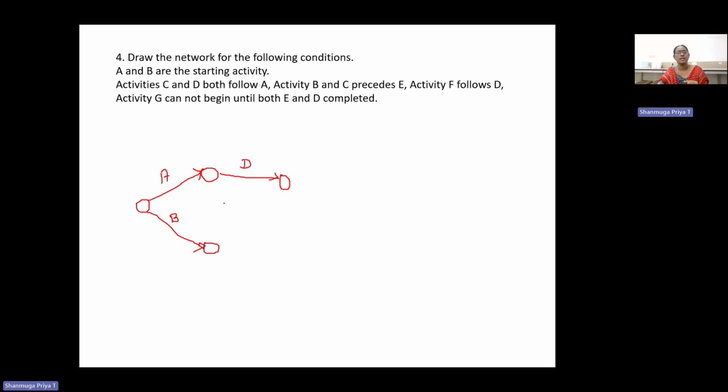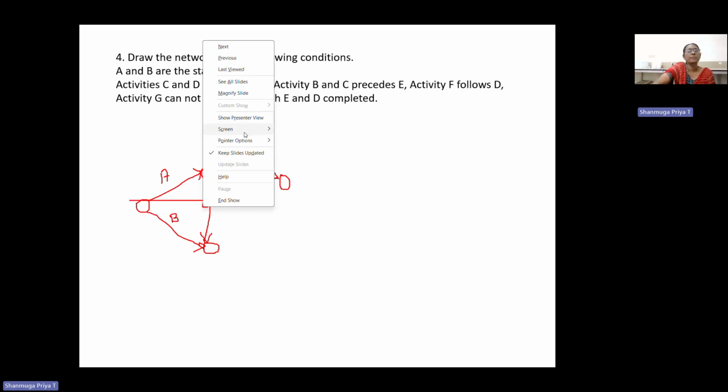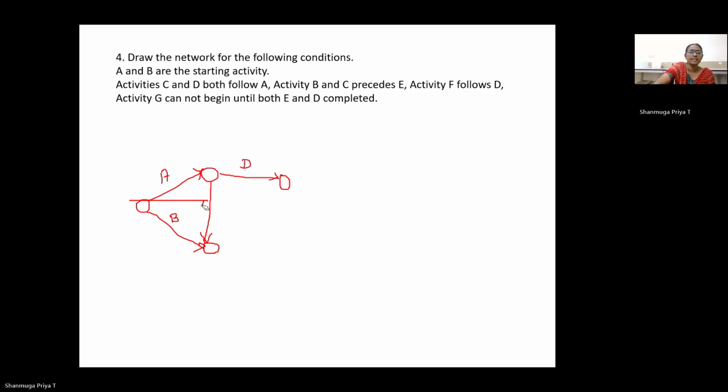But you can see the next condition, the activities B and C precede activity A. So B activity is there. If we connect C like this, both will be similar to the parallel activity. So if we connect like this, means C to D.